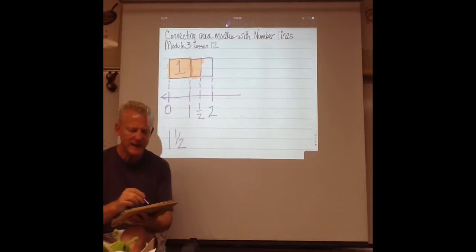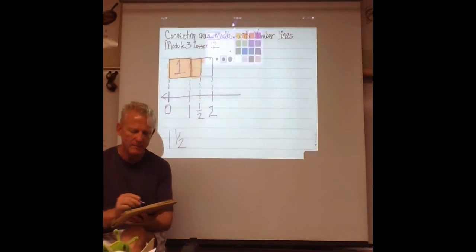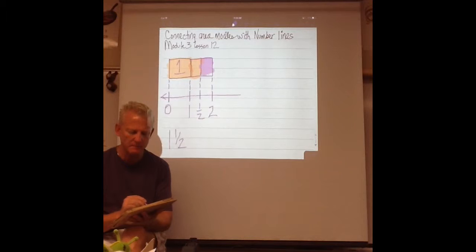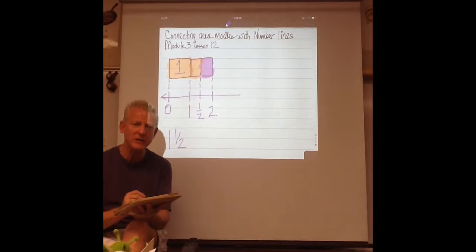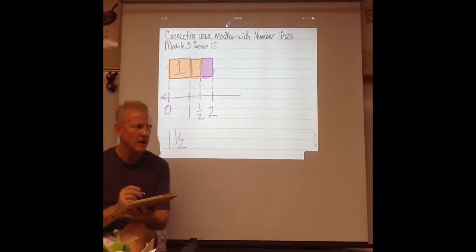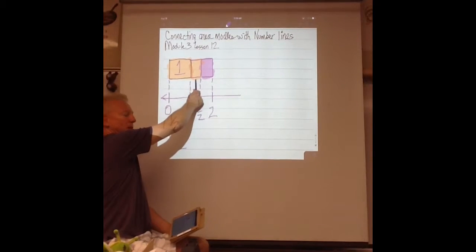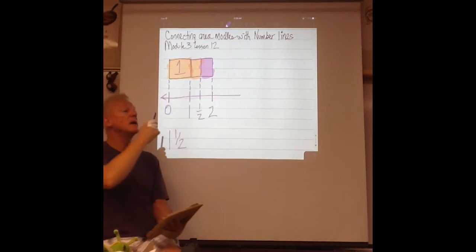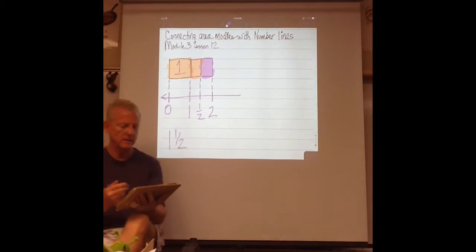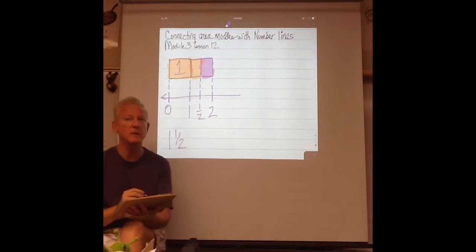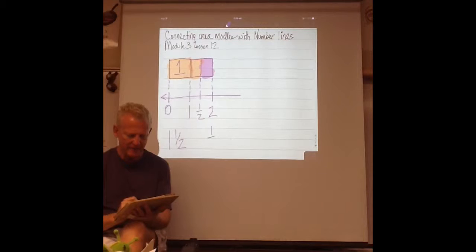Okay? Now let's say I wanted to make this one shaded in with purple. What do you think I should write if I'm saying we have one amount of 1.5 boxes, and then we have another what? How much do we have in purple? Yeah. A half. Right, it's a half.